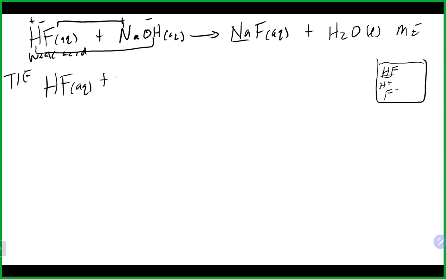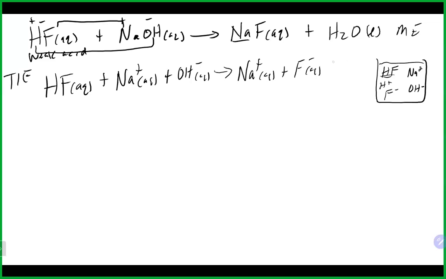Our sodium hydroxide is a strong electrolyte, which means it will break apart into sodium ions and hydroxide ions. So we will get those sodium ions and hydroxide ions basically floating around in this solution. On this side, the sodium fluoride would break apart.